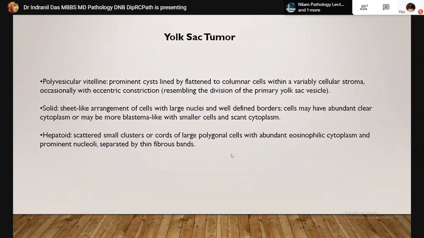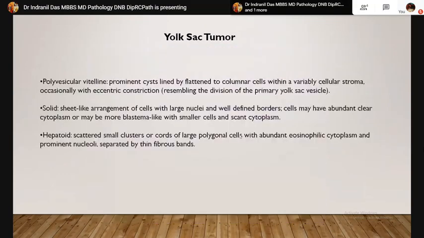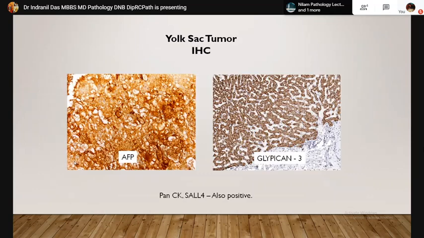In the solid pattern, there is a sheet-like arrangement of the tumor cells, and in the hepatoid pattern, there are scattered small clusters or pods of large polygonal cells with abundant eosinophilic cytoplasm with prominent nucleoli, and they are separated by thin fibrous septa. This is IHC for yolk sac tumor. This tumor is positive for AFP and glypican-3. Pan-CK and SALL4 are also positive.